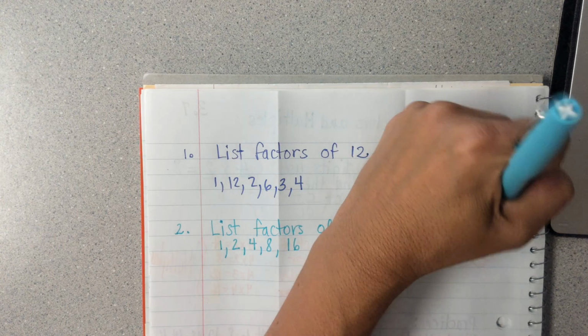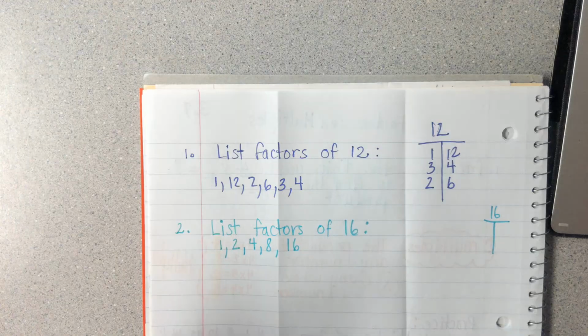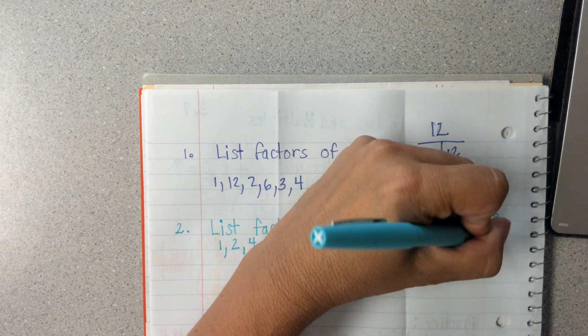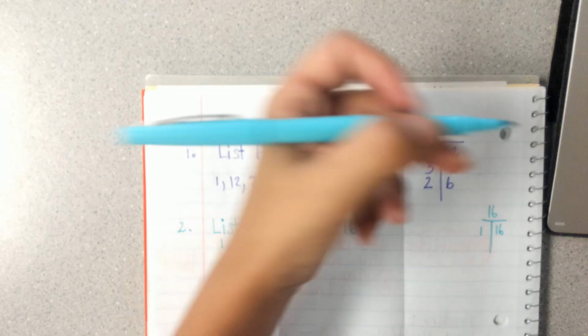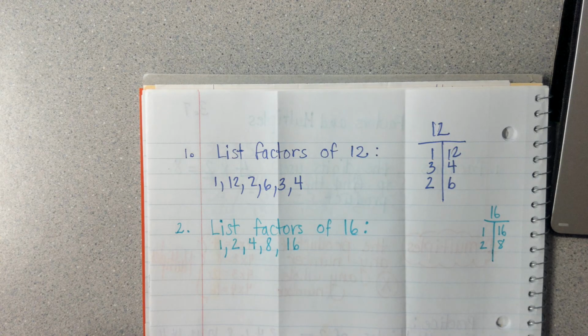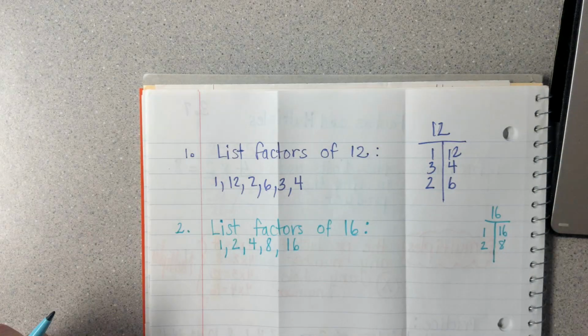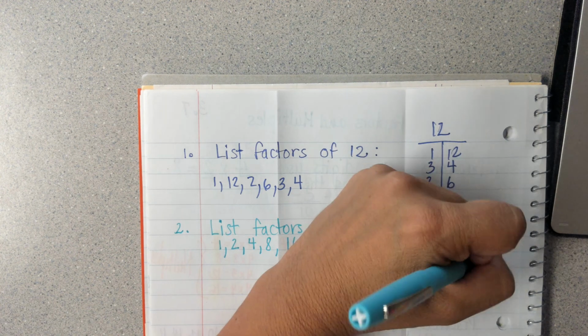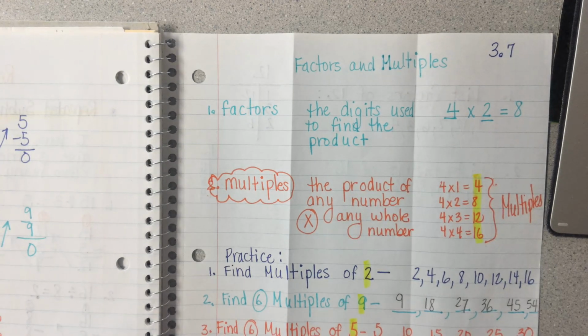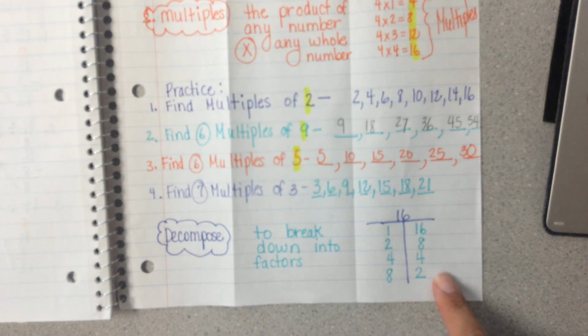I already did this. You don't have to do it twice. I'm just going to show you that again. 1 and 16 are factors. 2 and 8 are factors of 16. And 4 times 4 are factors of 16. Again, you don't have to write that twice because we already did the factors of 16 decomposed here.